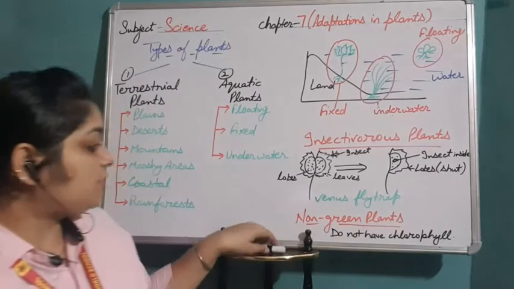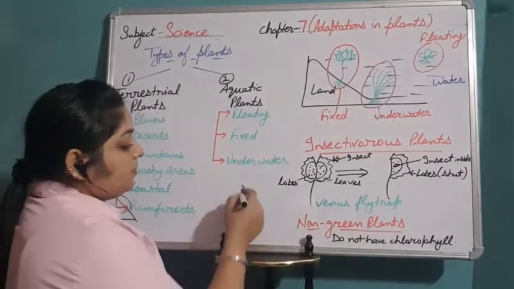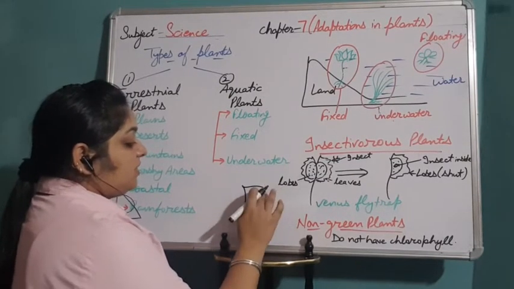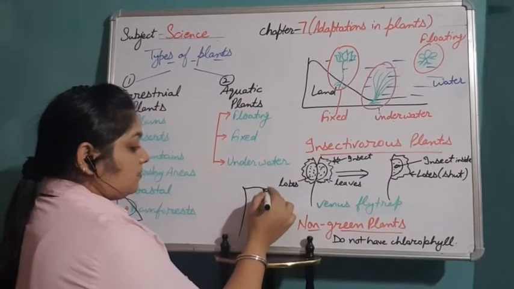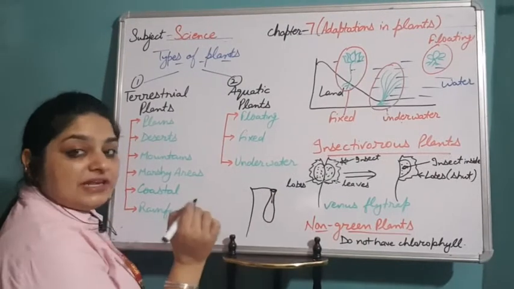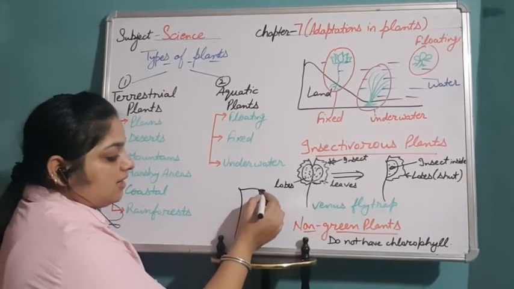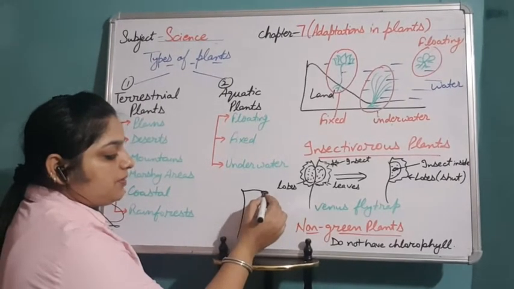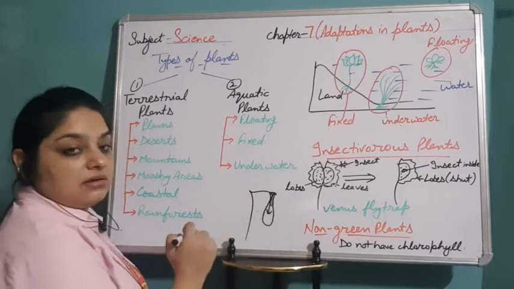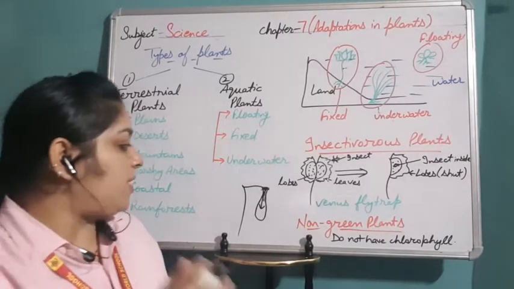Next one is pitcher plant. Pitcher plant is also one type of insectivorous plant. Its shape is like a pitcher, that's why we call it pitcher plant. Its edges are very slippery. So when it senses any insect, because it is very slippery, if any insect sits over it, it will slip inside. And from here it closes. So this is how pitcher plant works.